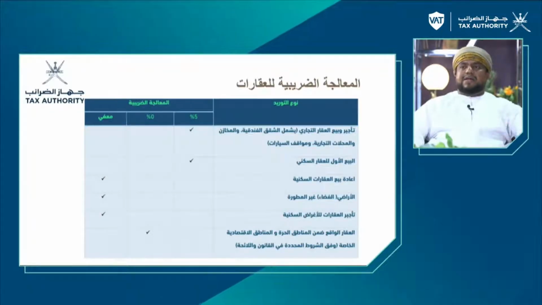The tax treatment of such properties differs depending on the nature of the supplies. First is leasing and selling commercial properties. This includes hotel flats, warehouses, commercial shops, and parking lots. These are subject to the 5% tax, and so is the first selling of residential property. However, reselling residential properties, undeveloped plots, or for example leasing properties for residential purposes, are exempted from the VAT.